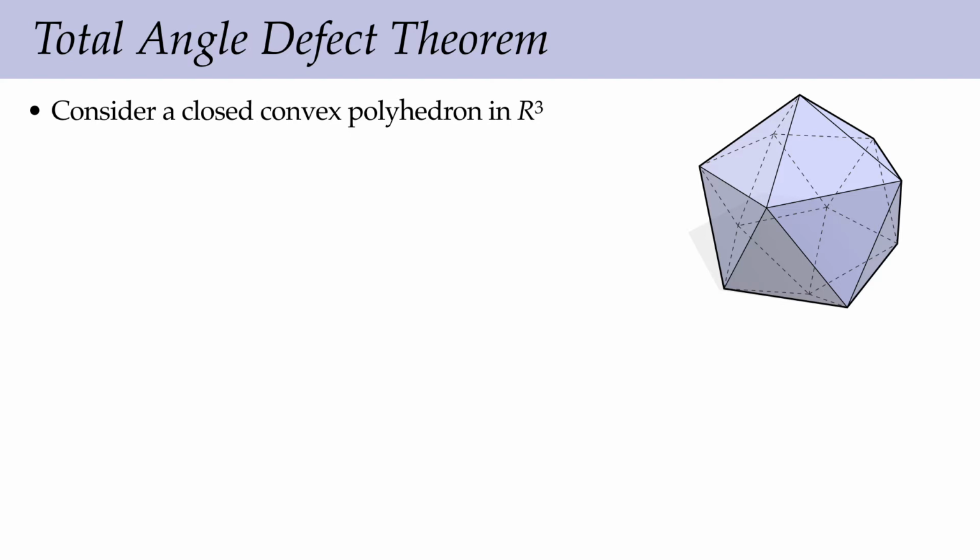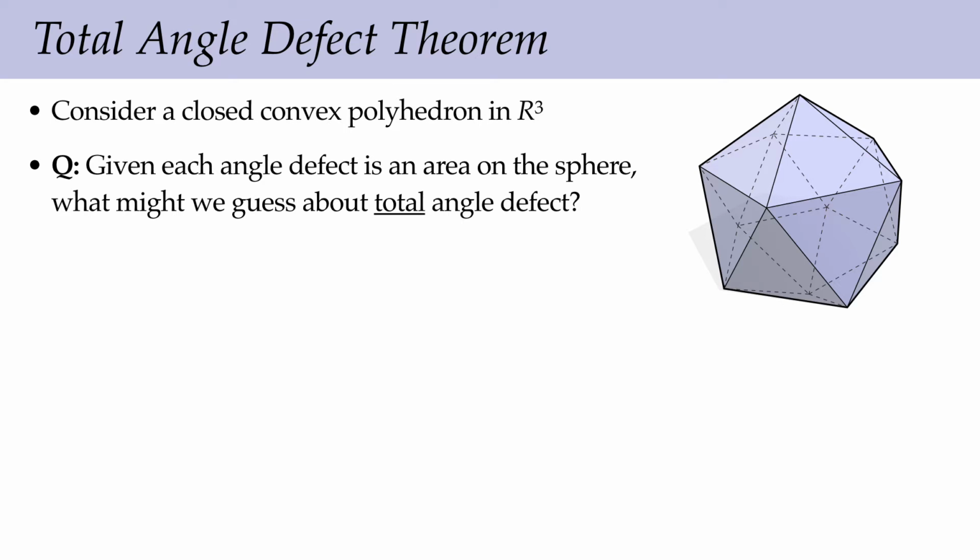So let's consider a closed convex polyhedron in R3, like this icosahedron. And we have a question. Given that we know each angle defect is some area on the sphere, some little piece of the sphere, what might you guess about the total angle defect over the whole polyhedron, meaning the sum of all those omega sub i's? Well, if you've been following this picture so far, you'll quickly realize this is just going to be equal to the area of the unit sphere.